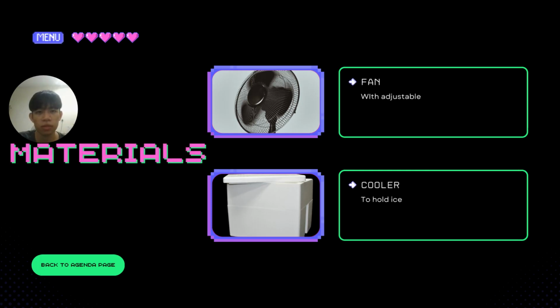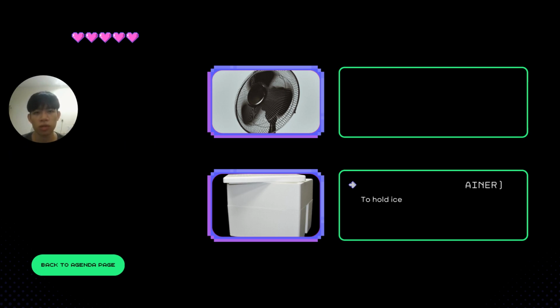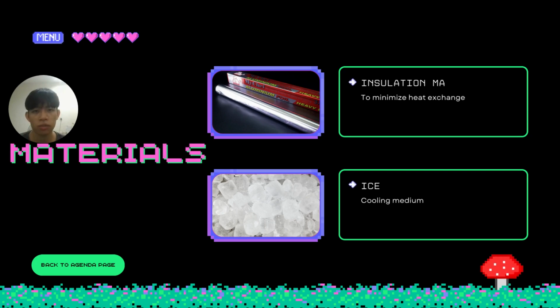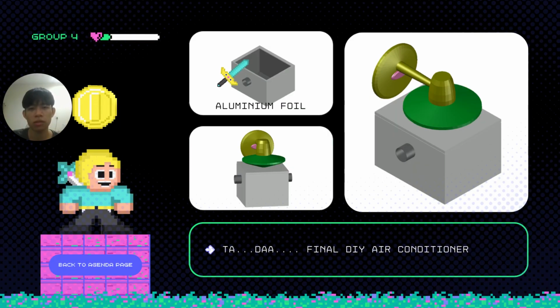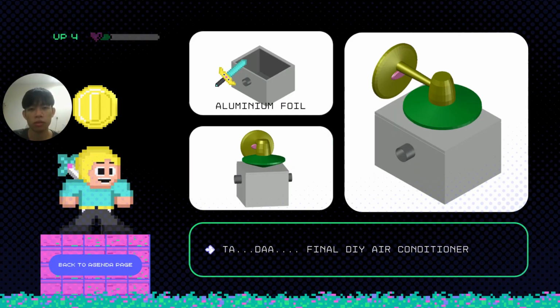First, for the materials needed, there are a fan with adjustable speed to control airflow and cooling effect, the cooler box to hold ice, then the insulation material, which is to minimize heat exchange, and the most important material, ice as a cooling medium. So this is the design of our DIY air conditioner.